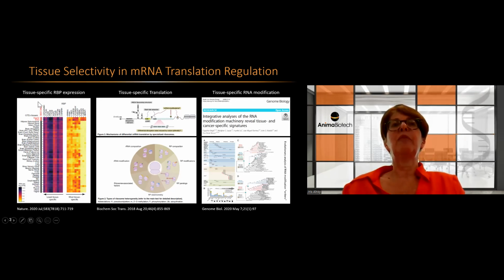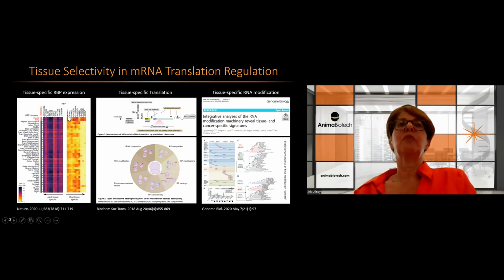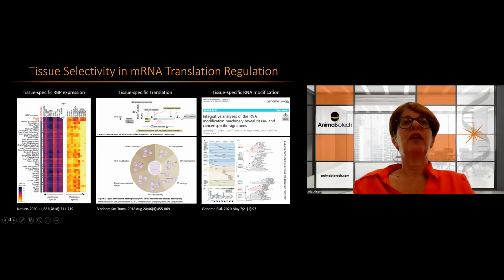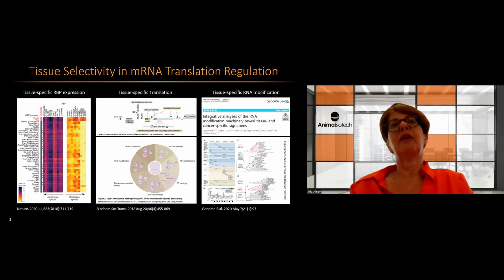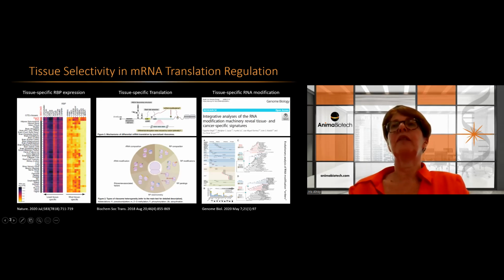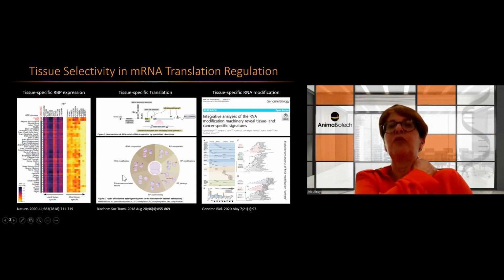So just as an example, of RNA binding proteins, there are about 1,200 of them encoded in our genome, and as a family, they're actually one of the most tissue-selectively expressed proteins. So the same mRNA can be regulated differently depending on the RNA binding protein that is expressed in a specific tissue or cell type. Inside the cells, not all ribosomes are the same.